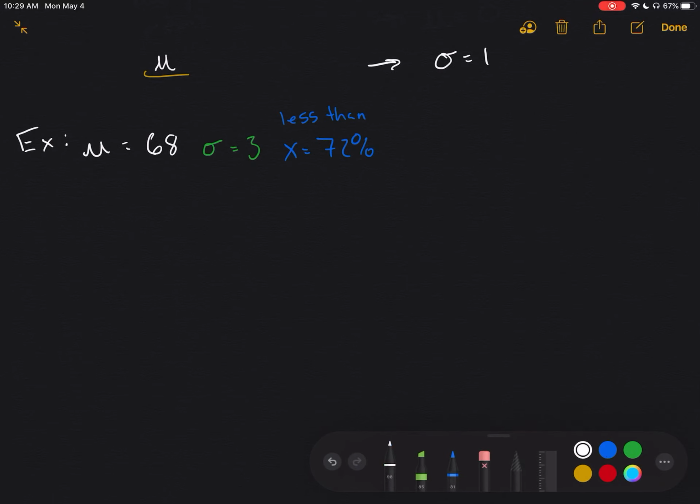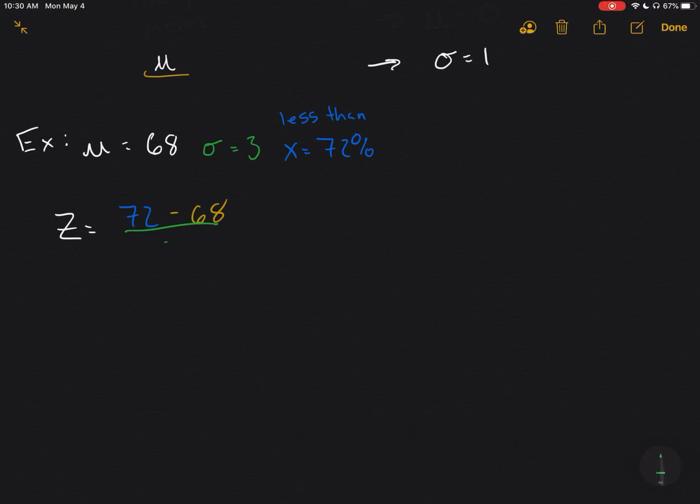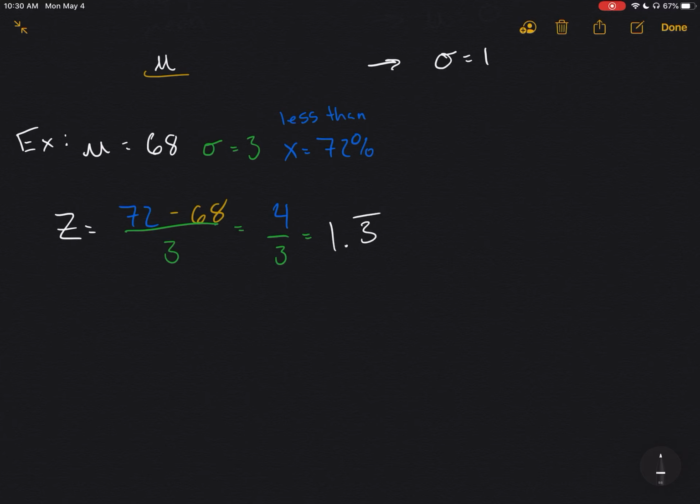So to find the z-score, I want to take my x, which was 72. I want to subtract my average, or my mean, which was 68. And I want to divide by the sigma, or the standard deviation. Now I'm going to simplify. 72 minus 68 is just going to be 4. And 4 divided by 3 is going to be 1.3 repeating. Essentially, we'll think of it as 1.33. It's nice to have 2 decimal places for a z-score, and we'll talk more about that later in the week. So my z-score is now 1.33.